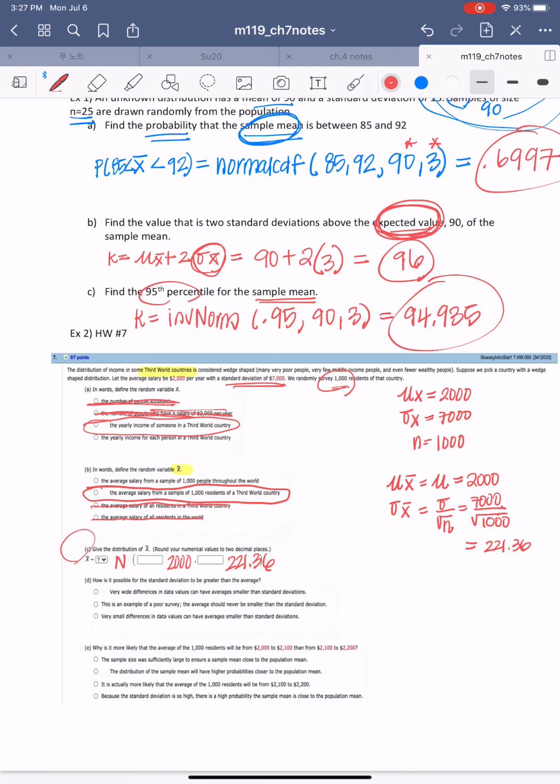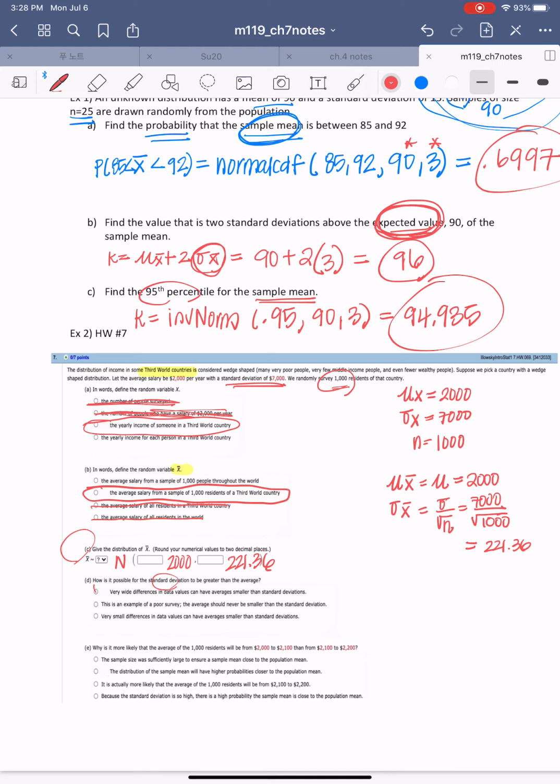How is it possible for the standard deviation to be greater than the average? Okay, for these, I think process of elimination is the best. So let's go through them. Very wide difference in data value can have average smaller than standard deviation. This is an example of a poor survey. The average should never be smaller than the standard deviation. Very small difference in the data value can have average smaller than the standard deviation. What is a standard deviation in general? It measures how the data varies from the average, right?